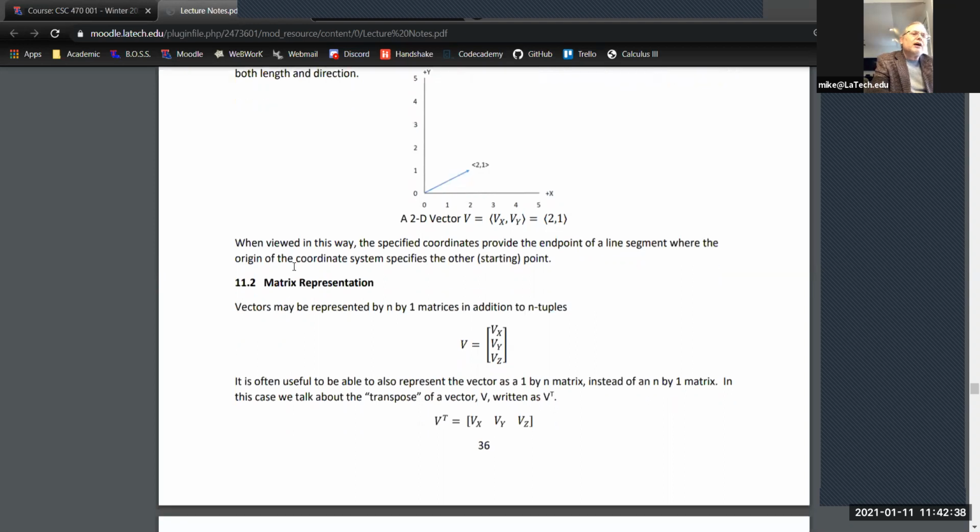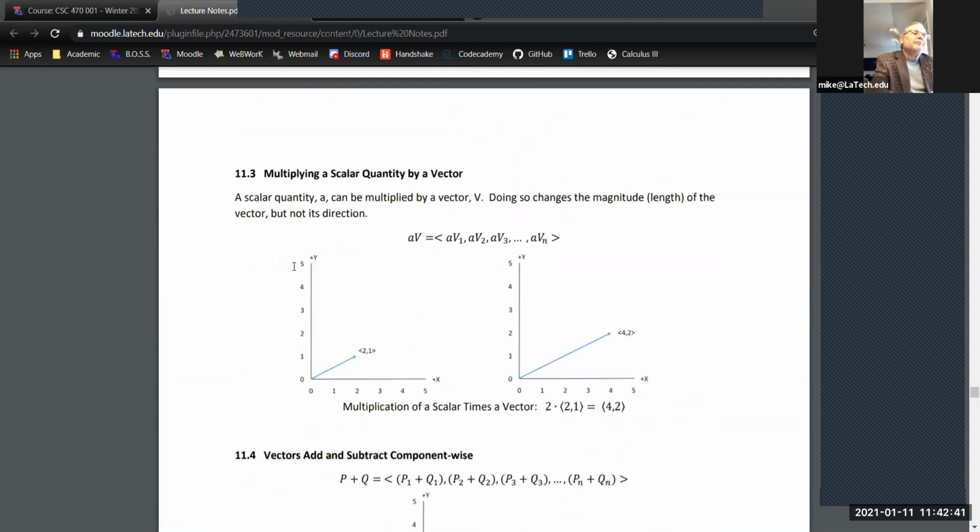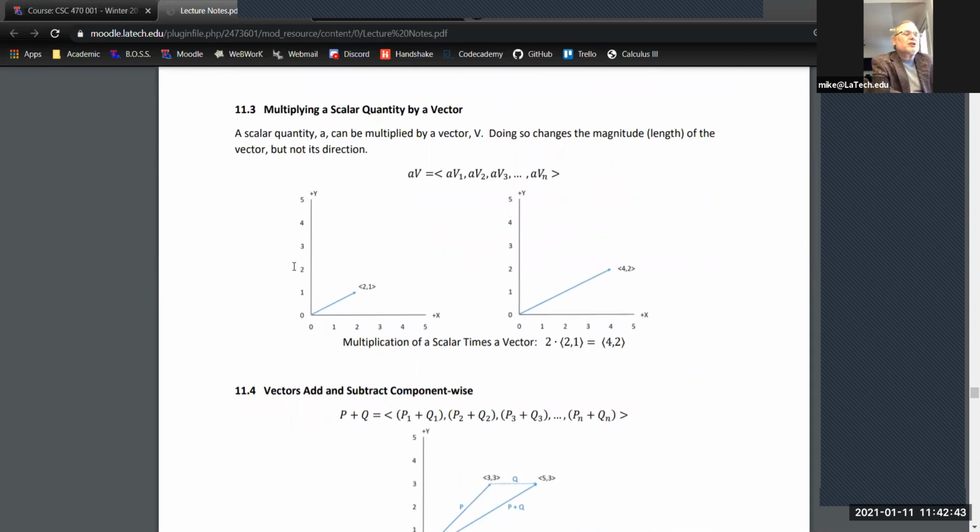So scrolling to the top of page 37, we're starting to get into some properties of vectors that you would have studied before, but just to remind ourselves: a scalar is just a number, a non-vector, a normal number. If I take a scalar and multiply it times a vector, what that does is change the magnitude or the length of the vector. It does not affect its direction in any way.